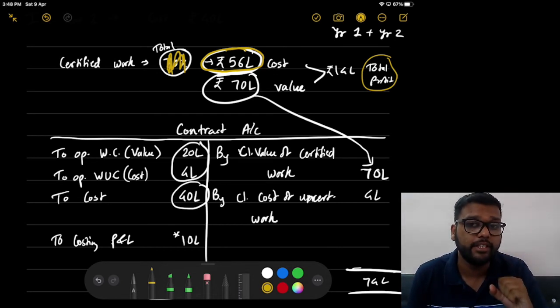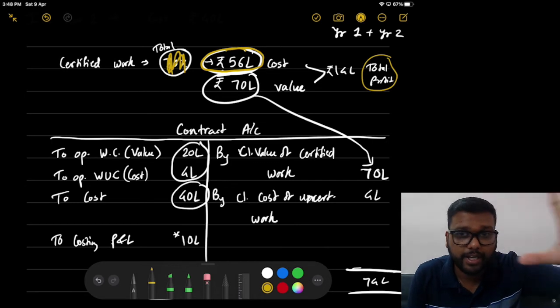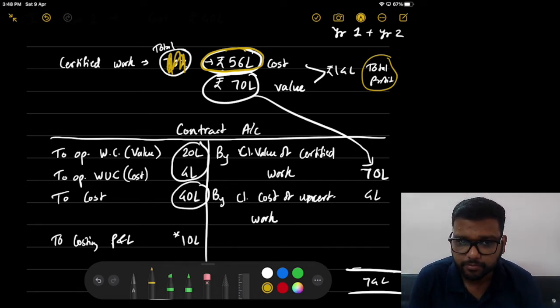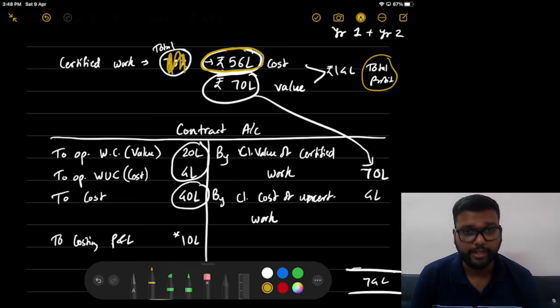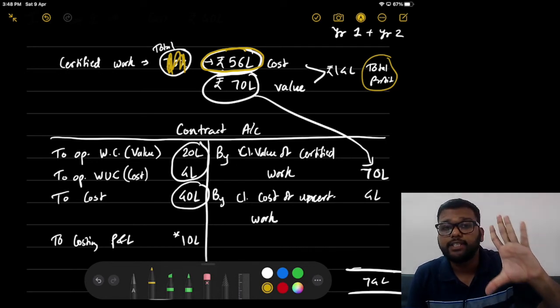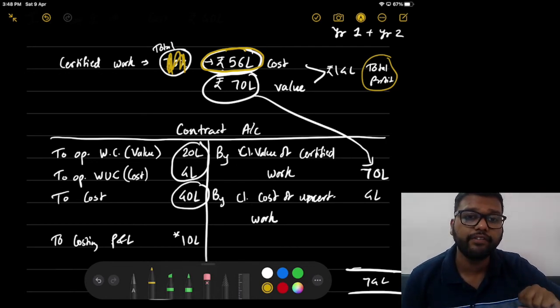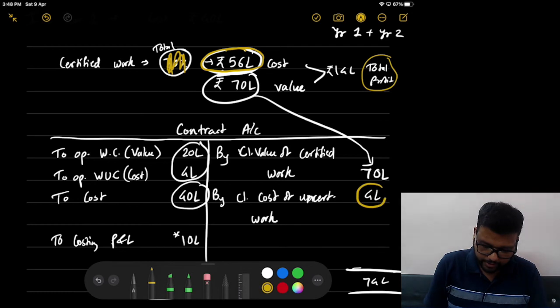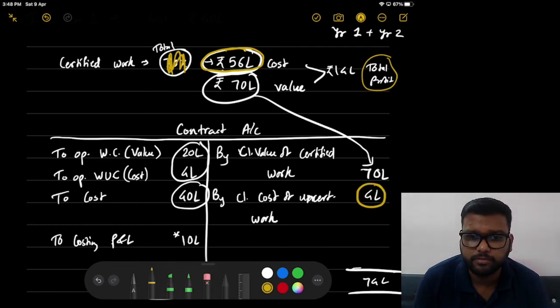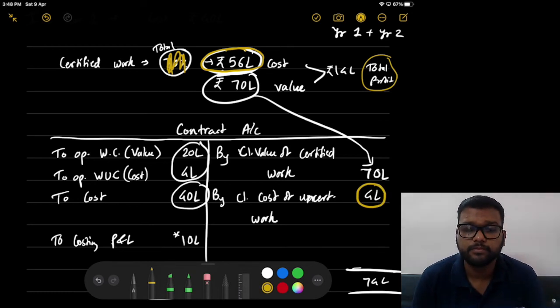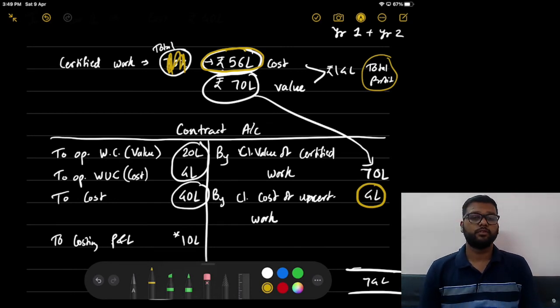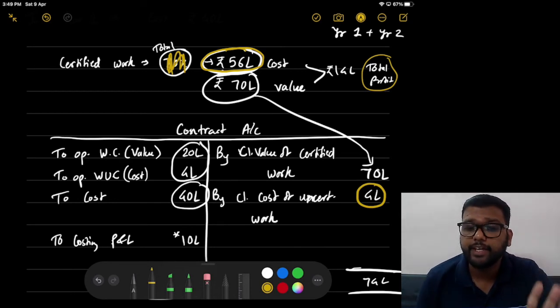Is it 60? Because last year we incurred 20 lakhs and this year we incurred 40 lakhs. Yes, sir. So total cost is 60 lakhs, out of that 56 is certified. That means, can I say 4 lakhs is still uncertified? Yes, sir. That is why we are getting that profit of 10 lakhs.